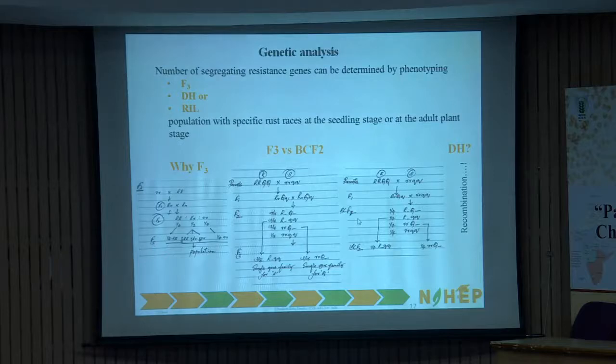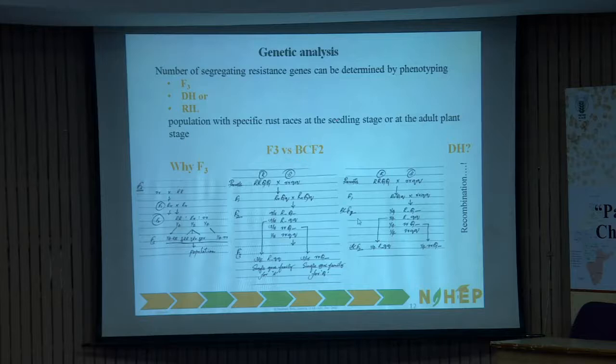Because you will be having one homozygous resistant if a single gene is there, and a few F2 plants will be segregating 1:1, and you will be having a susceptible. It's a very easy one. So when you compare F3 and BC1, F2, there are two things.